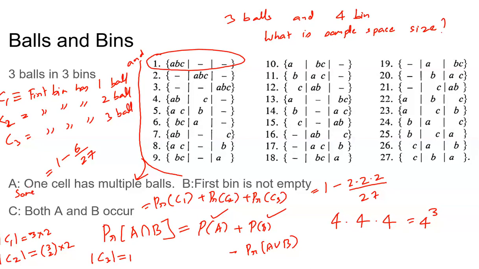So the probability of that is 1 minus the probability that no cell has multiple balls. It is not only for one cell, it can be two cells also. We have 3 balls and 3 bins. The only way this is possible is if every bin has exactly 1 ball. So we just need to arrange the 3 balls, 3 factorial, which is 6 by 27.